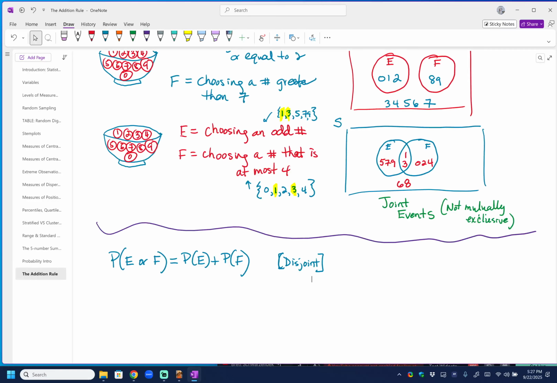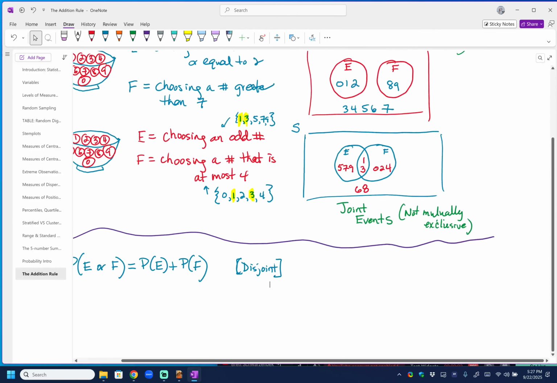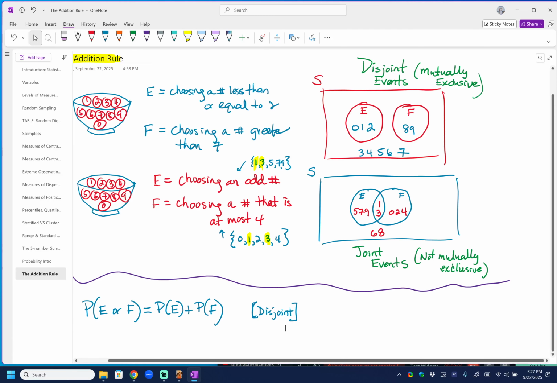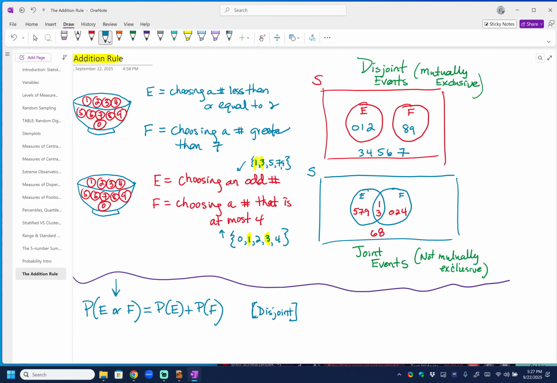Okay, so what does that mean for us? Well, if we go up to our first example, and we were asked to find the probability of choosing a number less than or equal to 2 or choosing a number greater than 7, then this is what we'd be looking for. And since we have disjoint events, we could simply just add the probability of each individual event in order to get our result.